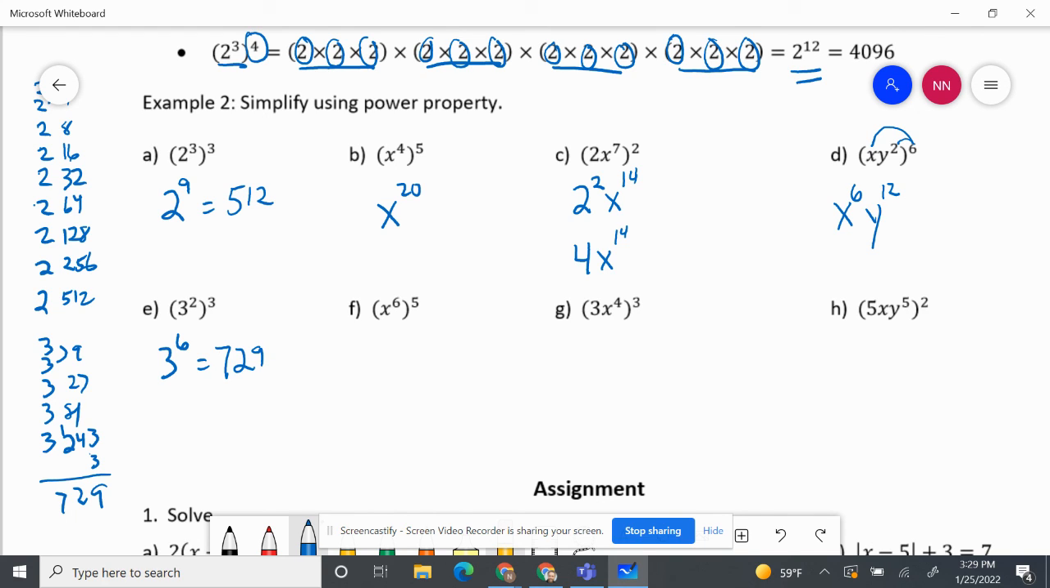Exponent to an exponent, we multiply. That would be x to the 30th. We distribute the 3, and that would be 3 to the third and x to the 12th. 3 to the third is 27, x to the 12th.